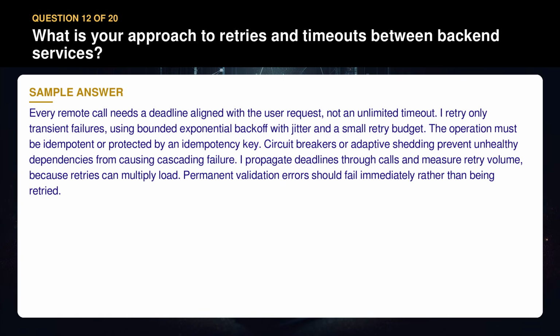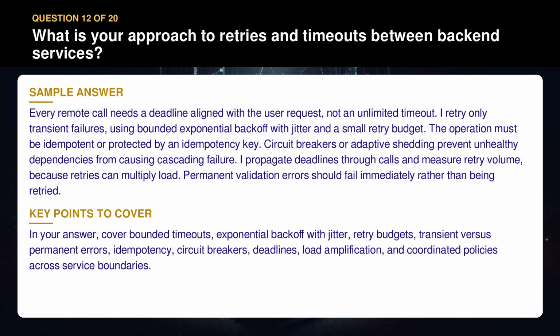I propagate deadlines through calls and measure retry volume, because retries can multiply load. Permanent validation errors should fail immediately rather than being retried. In your answer, cover bounded timeouts, exponential backoff with jitter, retry budgets, transient versus permanent errors, idempotency, circuit breakers, deadlines, load amplification, and coordinated policies across service boundaries.